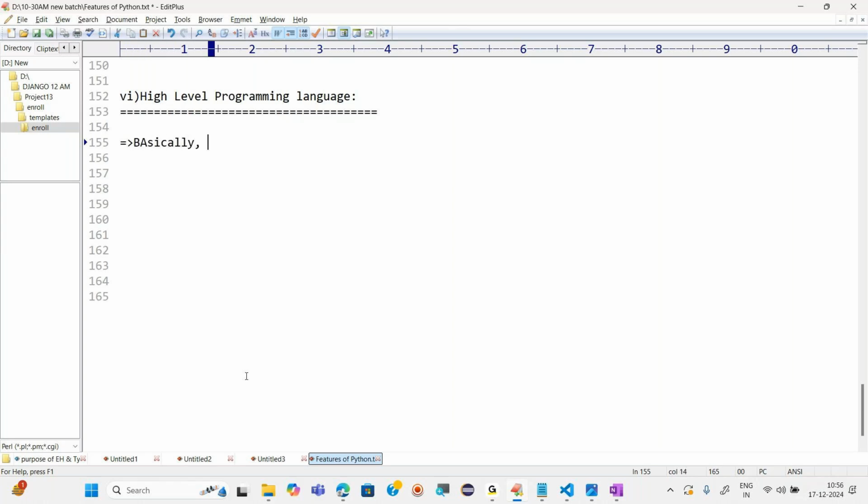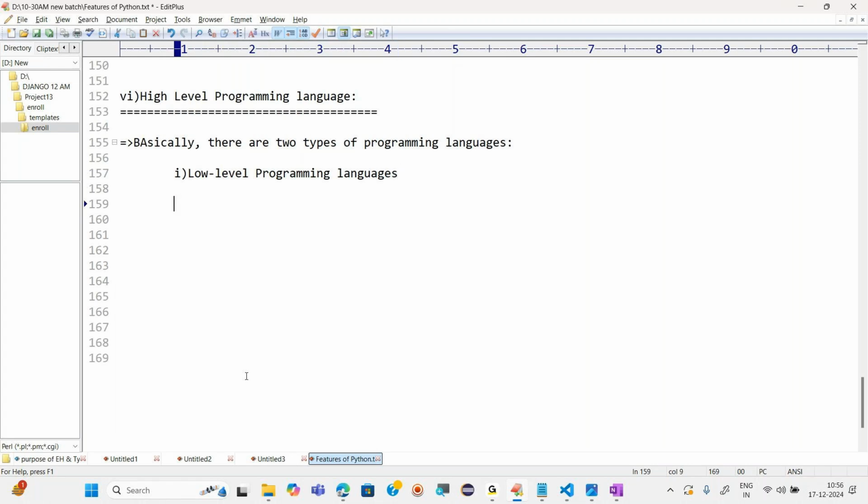Basically, there are two types of programming languages. First, we call it a low level programming language, and the second we call it a high level programming language. Clear? Now, what is a low level programming language?